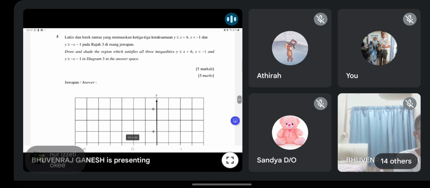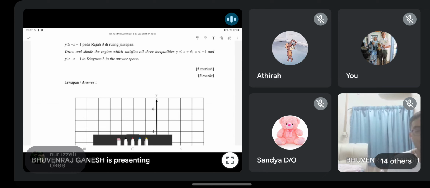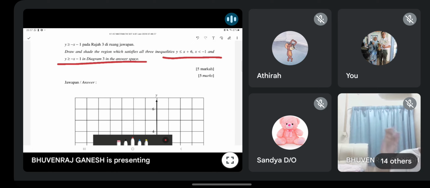Alright, next one. Question 5. Linear inequality. Let me see who else. Who wants to try this? Siapa nak cuba? Soalan ni. Anyone volunteer? Yang ni mudah, mudah juga. Kamu kena lakar, lepas tu tentukan kawasan berlorek, shaded region. Anyone?